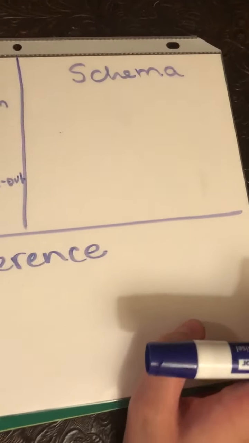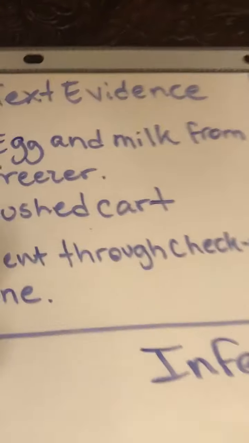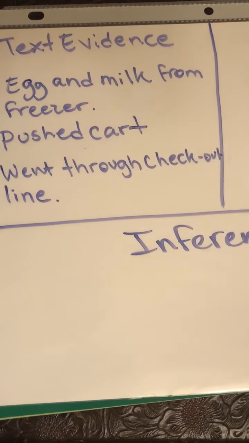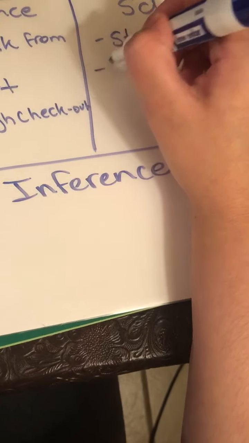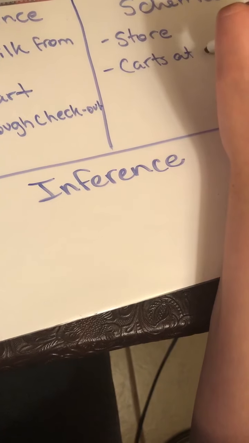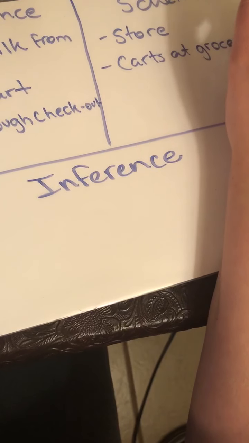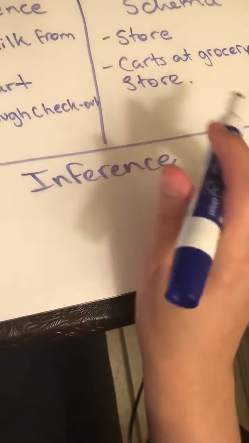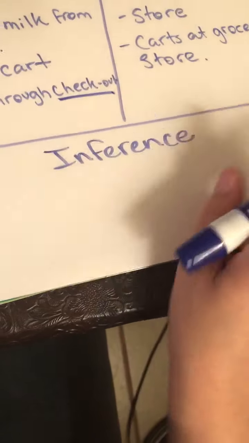Now I'm gonna use my schema. Well, what do I know? Eggs and milk from freezer. So where would they be? Maybe at a store? She pushed a cart. Where do they have carts? They have carts at grocery stores, right? And she went through the checkout line.